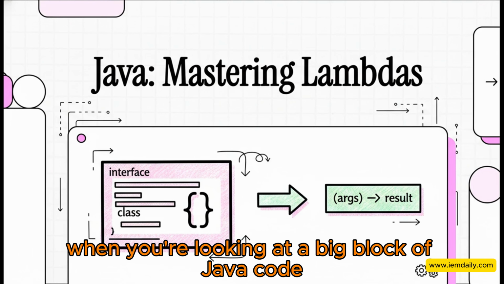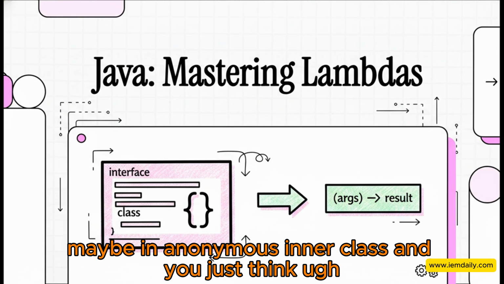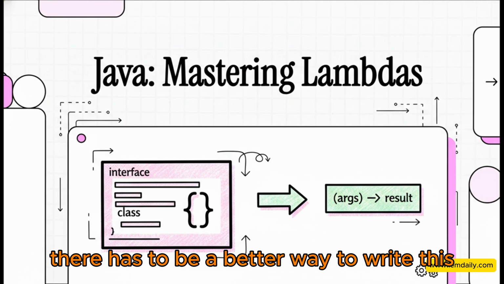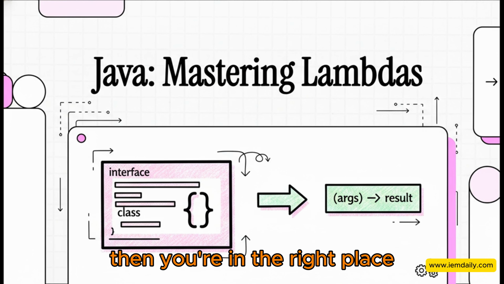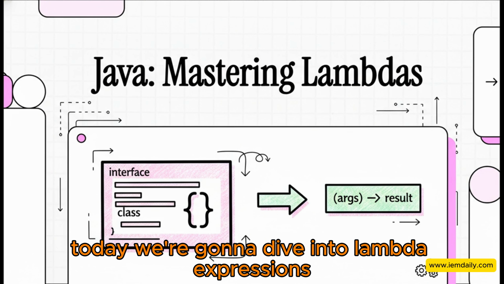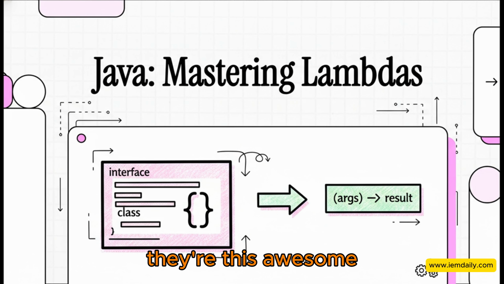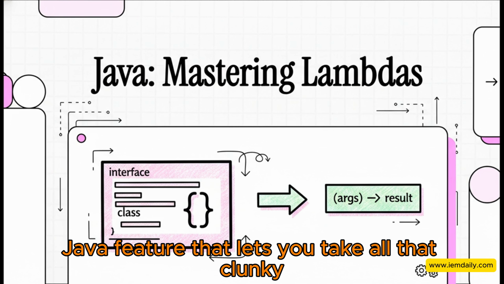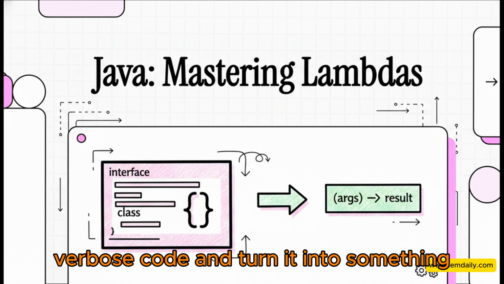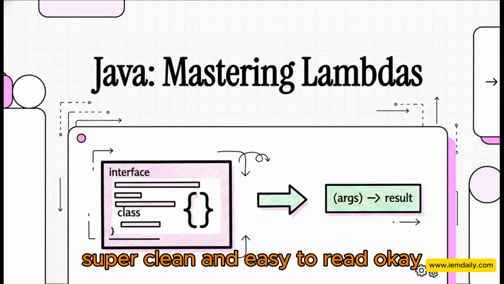You know that feeling when you're looking at a big block of Java code, maybe an anonymous inner class, and you just think, there has to be a better way to write this? Well, if that's you, then you're in the right place. Today, we're going to dive into Lambda expressions. They're this awesome Java feature that lets you take all that clunky, verbose code and turn it into something super clean and easy to read.